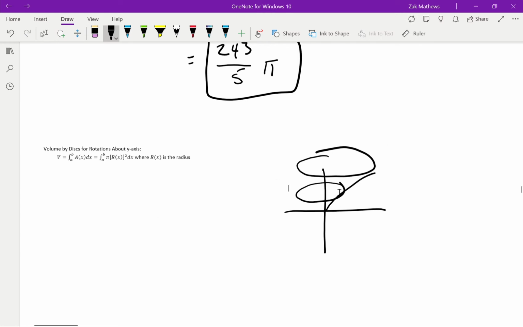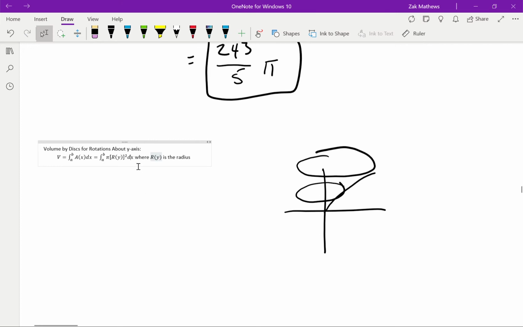Because our radius is now a function of y, we're going to have to change that radius around. The radius isn't going to be a function of x, it's going to be a function of y. We're going to have to redefine the function. And what that means is everything needs to be in terms of y, because if we think about our height, that is dependent on how far up the y-axis we are. So our height is now actually dy.